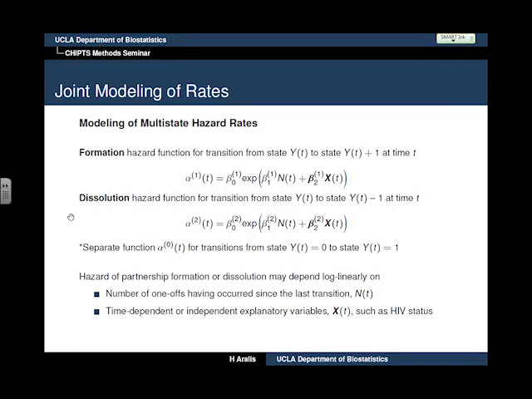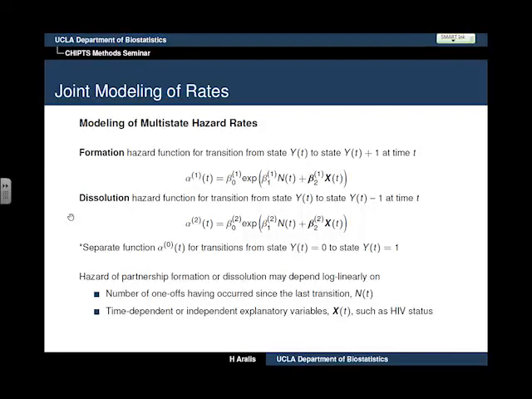So in order to incorporate explanatory variables, we do so in the hazard rates. And so I've represented those using alpha. Alpha 1 is our formation hazard rate. So this is the hazard for formation of a new partnership. We're simply expressing it log linearly, where it's a function that depends on N(t), our number of one-offs since entering into the current state, and X(t), which is a potential vector of explanatory variables.